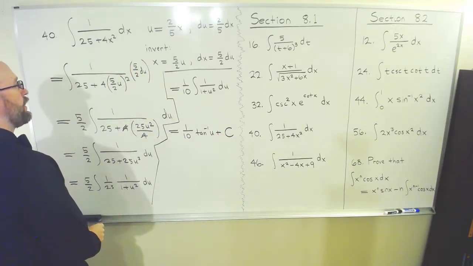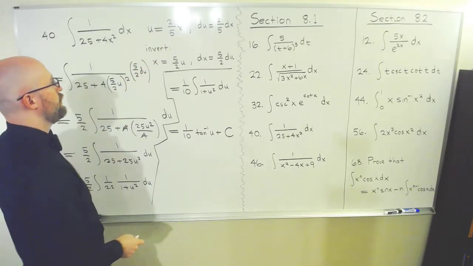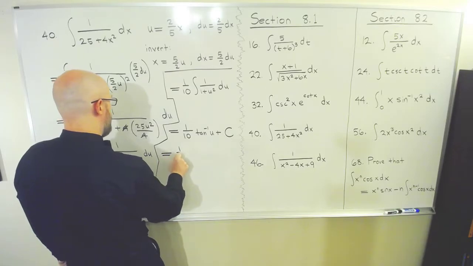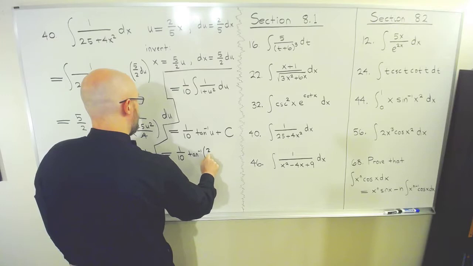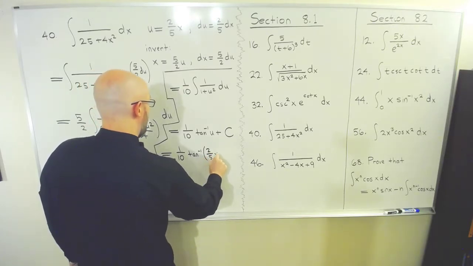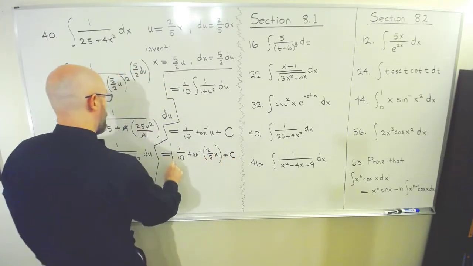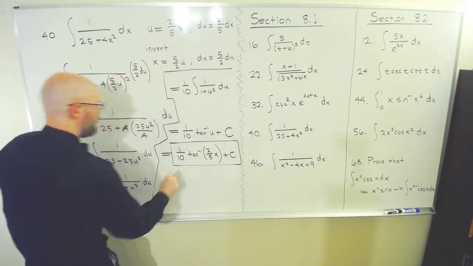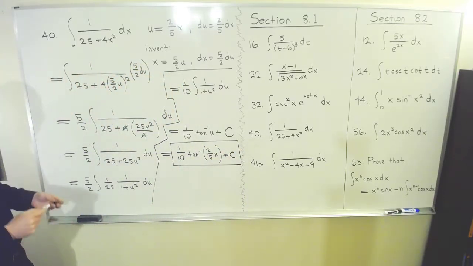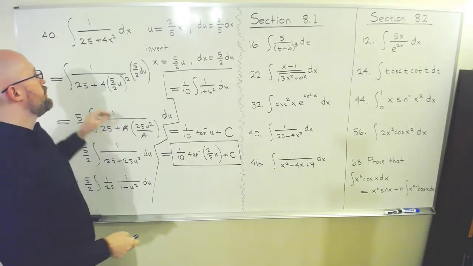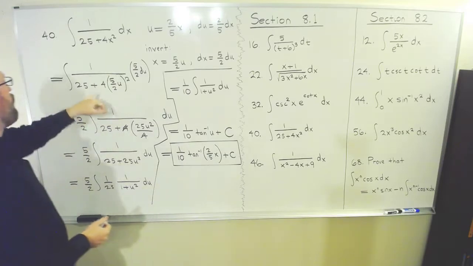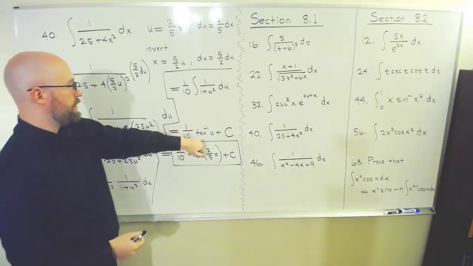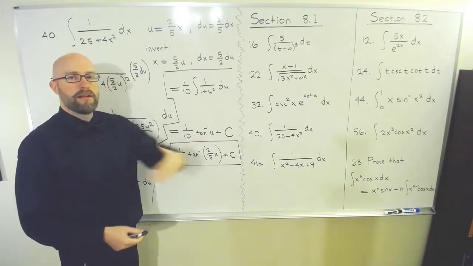Now I want to put back in what the u is. And I chose the u to be 2 over 5x, so this is 1 over 10 inverse tangent of 2 over 5x plus c, and that's the answer. So this one hinged on beginning with the end in mind, knowing a form, namely this one, that would give you the inverse tangent, that you want to convert it to.